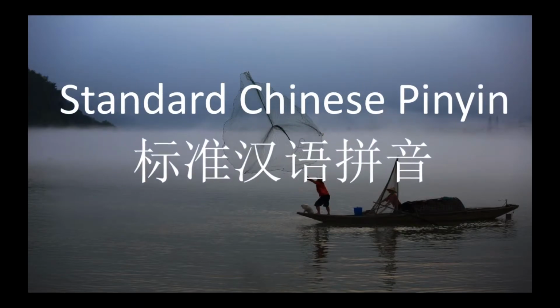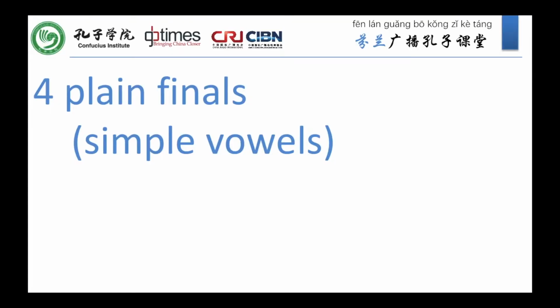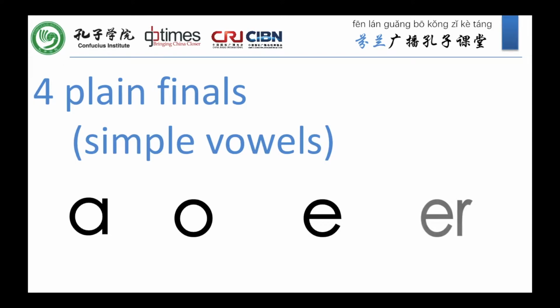In this class, we are going to learn four plain finals or simple vowels: A, O, E, and R. These are four of the 10 finals that can stand alone as a syllable.